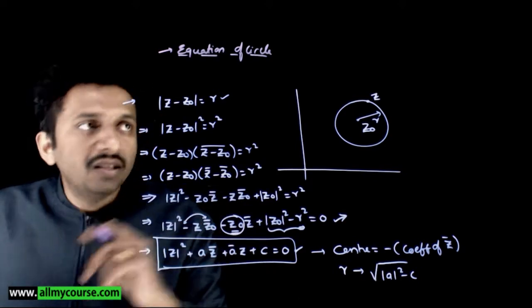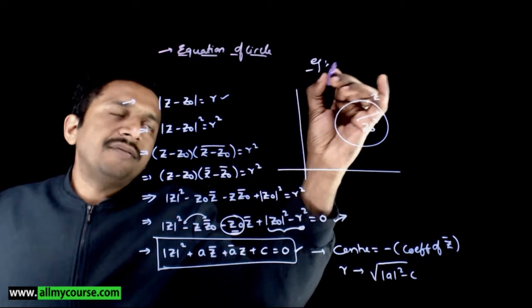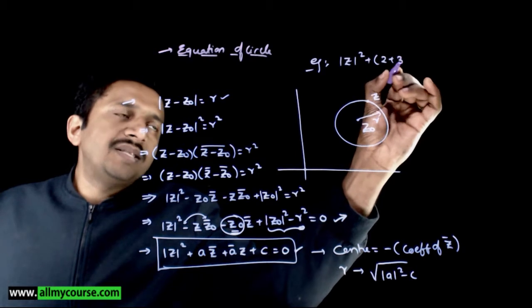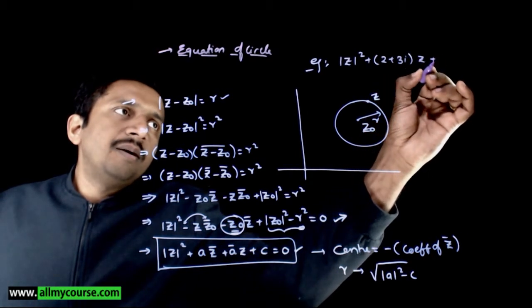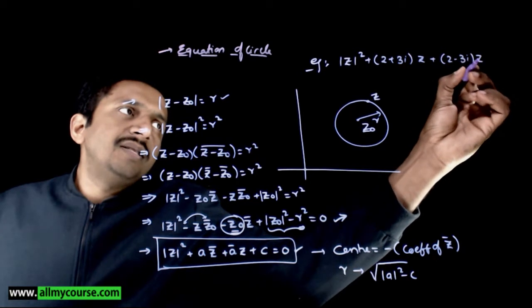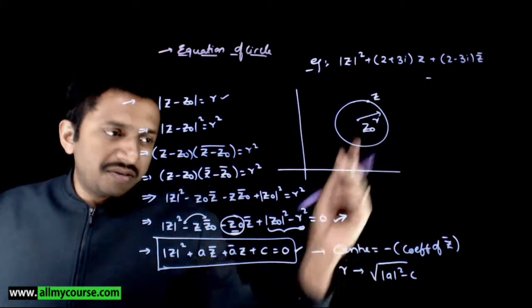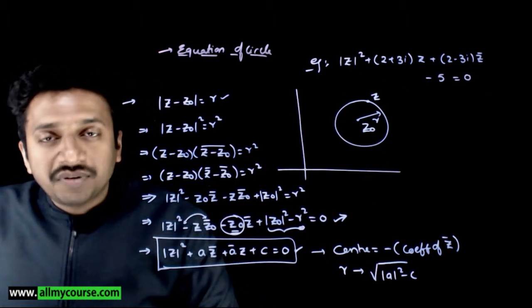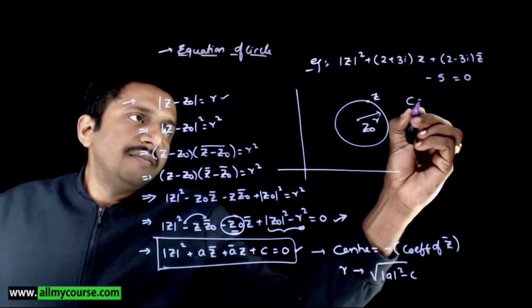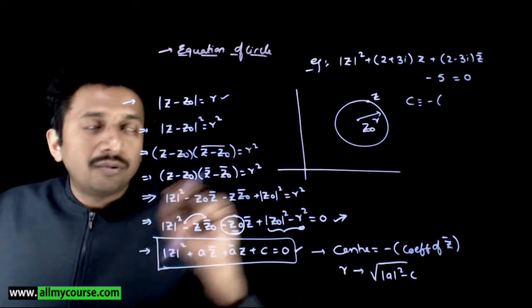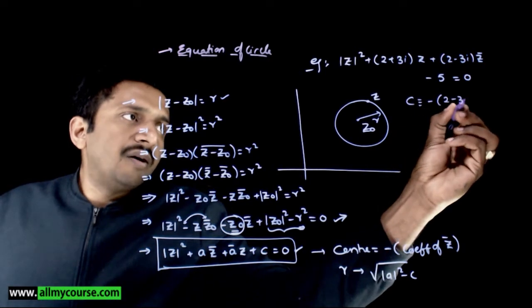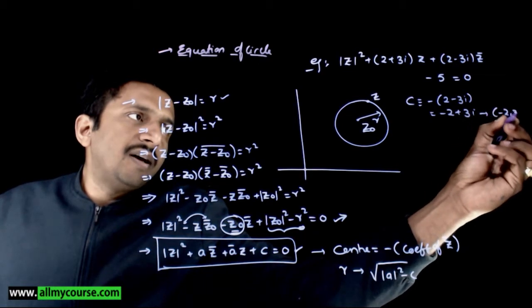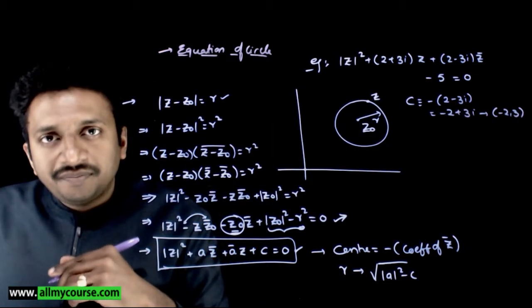For example, if you have the equation of a circle as mod z square plus (2 plus 3i) times z plus (2 minus 3i) times z bar minus 5 is equal to 0. If this is the equation of the circle, what is the center of the circle? Minus of the z bar coefficient, that is minus of (2 minus 3i), it is minus 2 plus 3i. So the effective point is minus 2 comma 3.